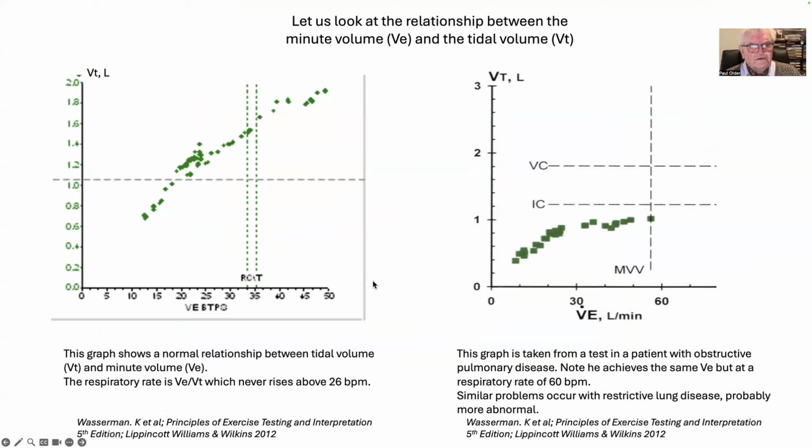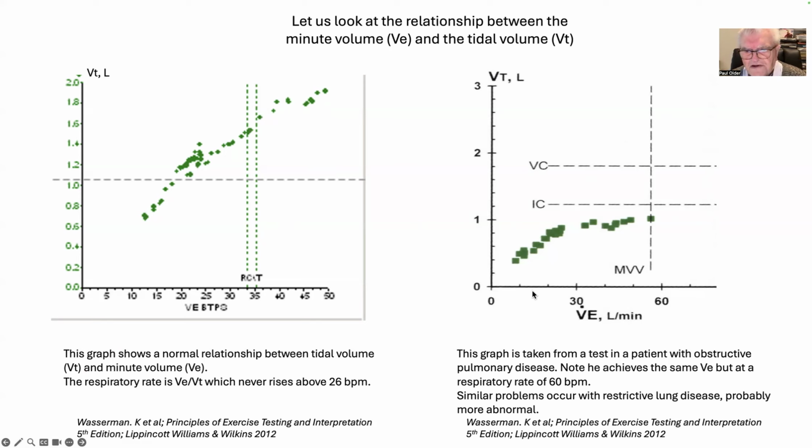This graph shows the normal VT and minute volume relationship. Normally, as you increase your minute volume, your tidal volume increases. If that happens, then it means that your rate of breathing does not have to increase as much as if the tidal volume remained the same. So if you have problems with your tidal volume, then you do not have a shape like that for your relationship between tidal volume and minute volume.